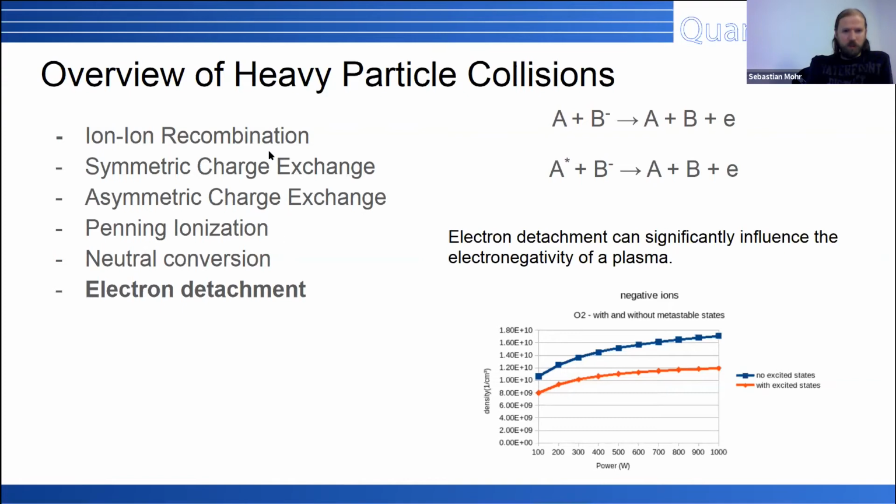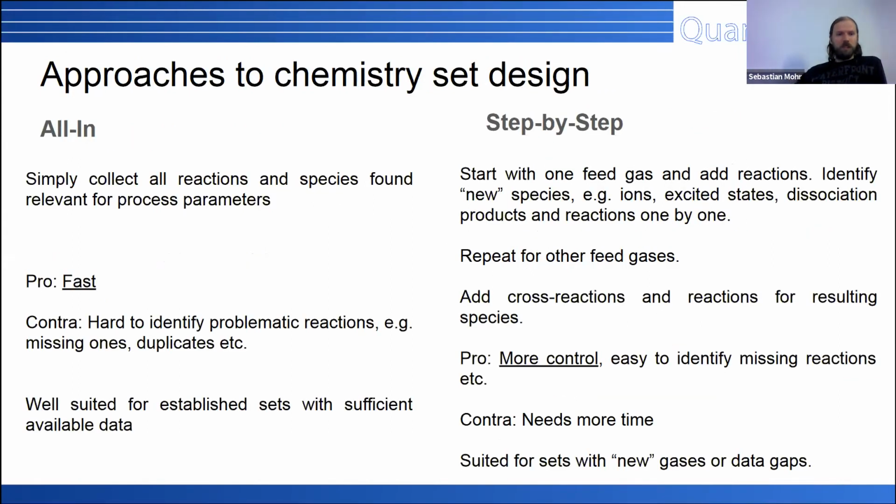So apart from these four rather fundamental processes, we have these kinds of processes whose influence highly depends on the circumstances. And this is something my colleague Martin will later talk about: how to identify which processes are important under which circumstances. Now then, how do you go about designing a chemistry set? There are essentially two approaches. One is what I like to call the all-in approach, which means you simply collect all the data you find which are relevant for your process parameters, where, if you have some experience and intuition, you can maybe know from the start which reactions you can neglect and which you need to include.